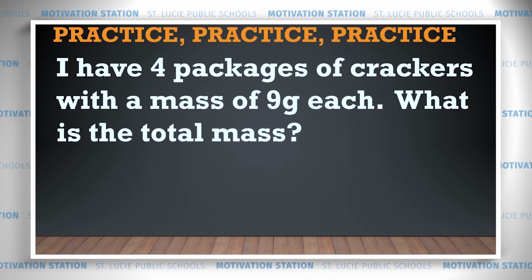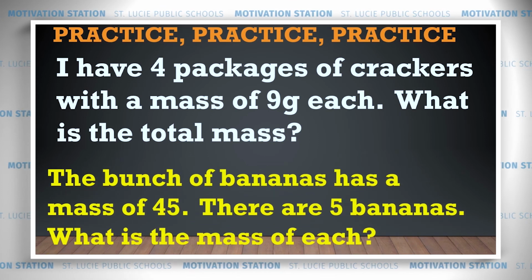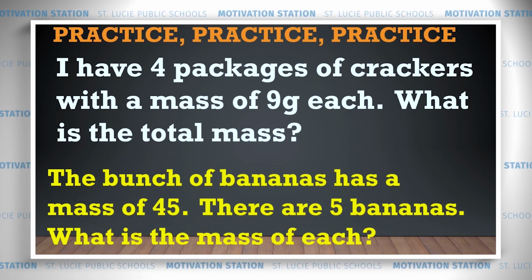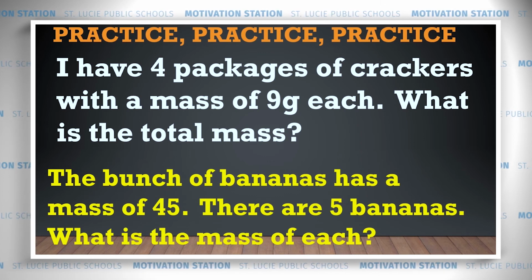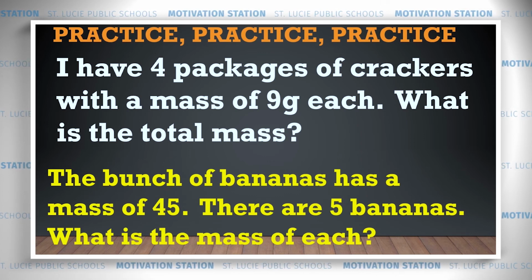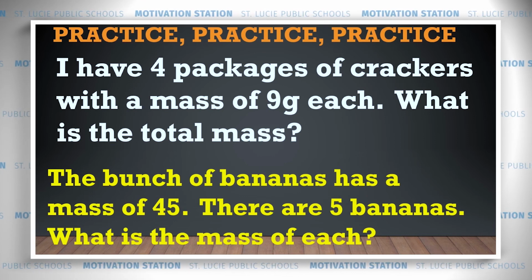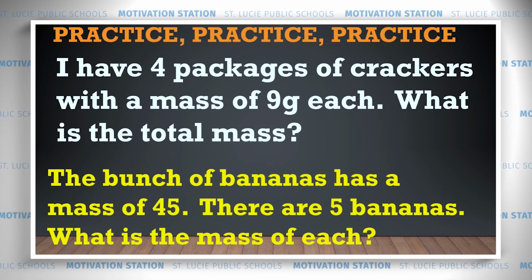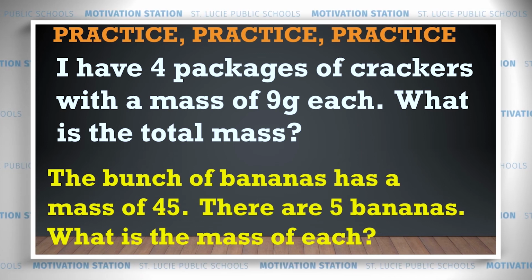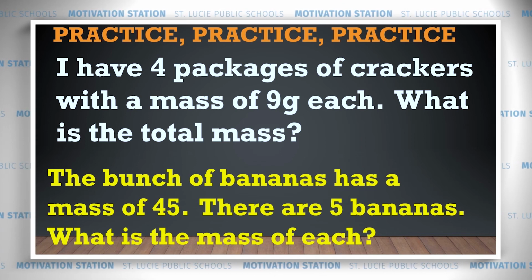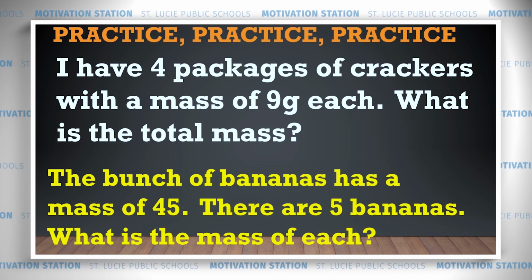Now let's take a look at the next one. Your second question is in yellow. The bunch of bananas has a mass of 45 grams. There are 5 bananas. What is the mass of each? The bunch of bananas has a mass of 45 grams. There are 5 bananas. What is the mass of each? Go ahead and write that down. I'll give you some time.